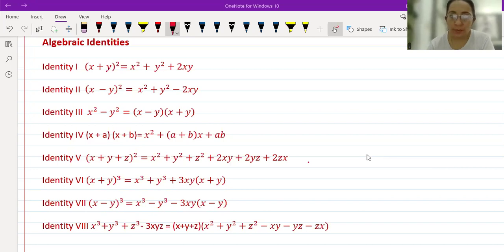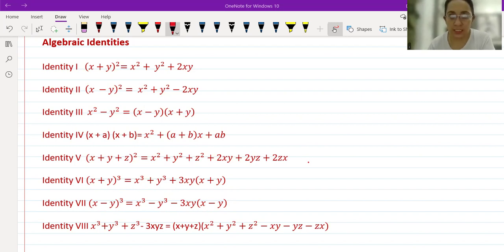Today in this video, I am going to explain all the algebraic identities that we are going to use in the next exercise of the chapter Polynomials that we have already started. You can see here I have written all the 8 identities. This is first, second, so on till 8. So I am going to explain all these 8 identities one by one.